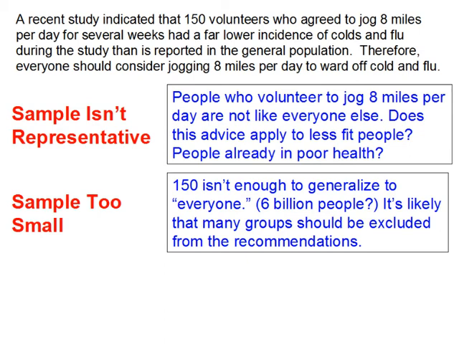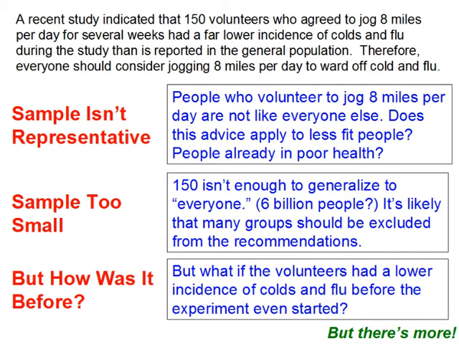So we can attack it on two different grounds. It's sort of like the sample is the one piece of evidence, but we can attack it for multiple reasons. And the other question is, how are these people before the study? Again, what if they were already super fit triathletes that are never sick in the first place? Does the study really prove that their jogging 8 miles is what's keeping them free of sickness?